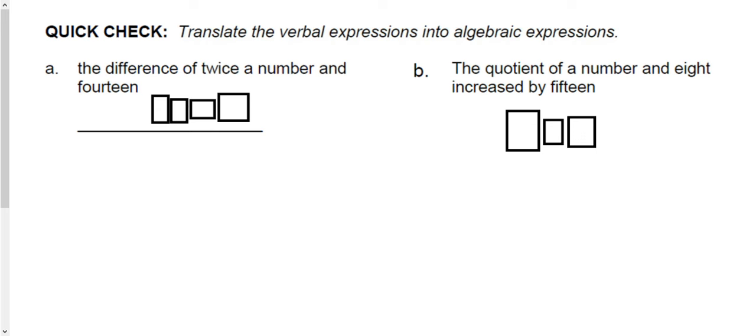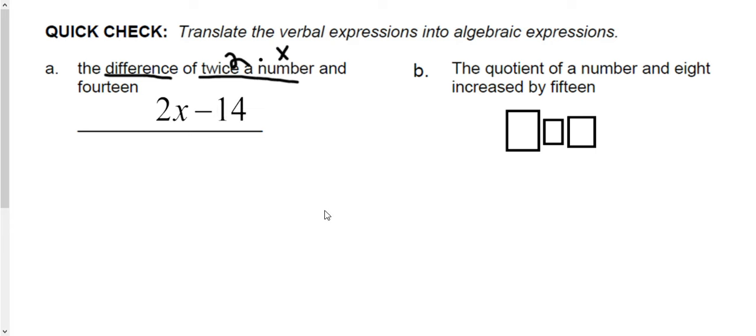Alrighty, so what do we got? Our first keyword is difference. Do you remember what that means? That is subtraction. The difference of what? This next part. Twice a number. So you don't know what the number is. It's going to be x. Twice means 2 times. So 2 times x is 2x. So the difference of twice a number, 2x, and what's the other thing? 14. There we go.